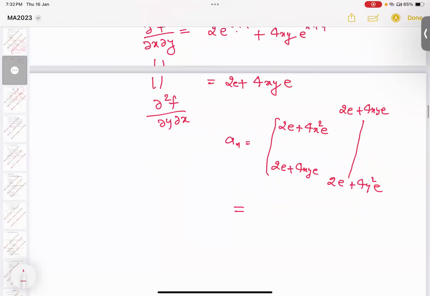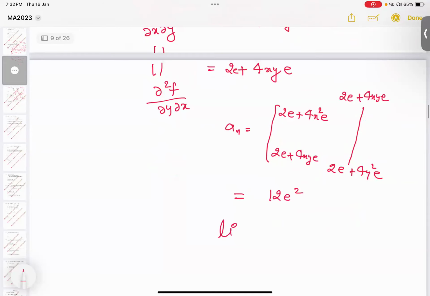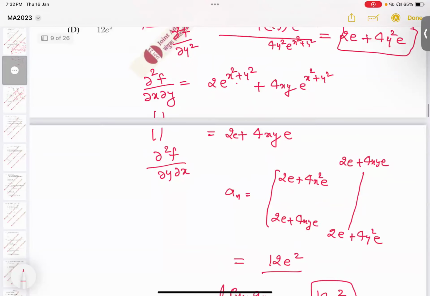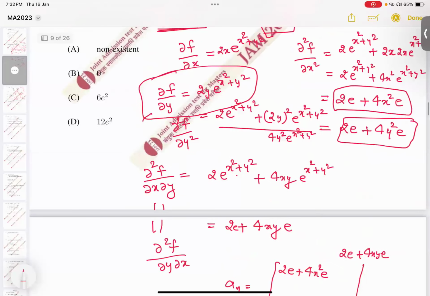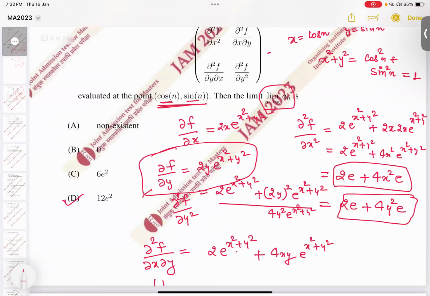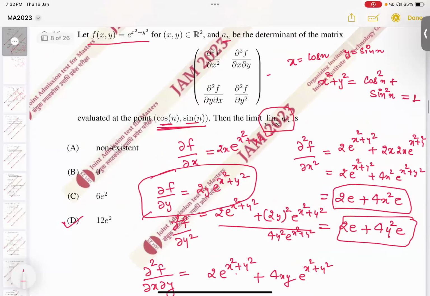If you solve this part, this will be equal to 12e square, I think. Okay, and you are asked to calculate the limit as n tends to infinity of a_n. So this is a constant sequence, so this will be equal to 12e square. It's a small calculation, you can calculate this part, and in between you can use x square plus y square equals 1, right? So this is the final answer.